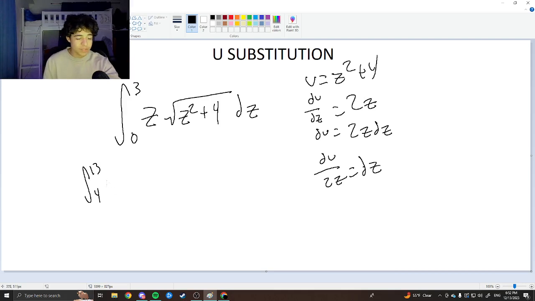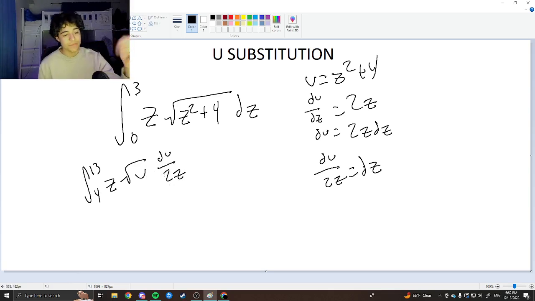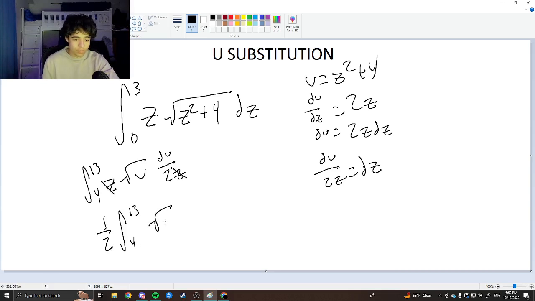So now we can just rewrite this equation as z square root u du over 2z, right? And we can keep it as u for the entire rest of the equation, and we never have to change it back. Then we cancel out these z's, and you're left with 1 over 2, integral from 4 to 13, square root u du. And then we solve this like we normally would.